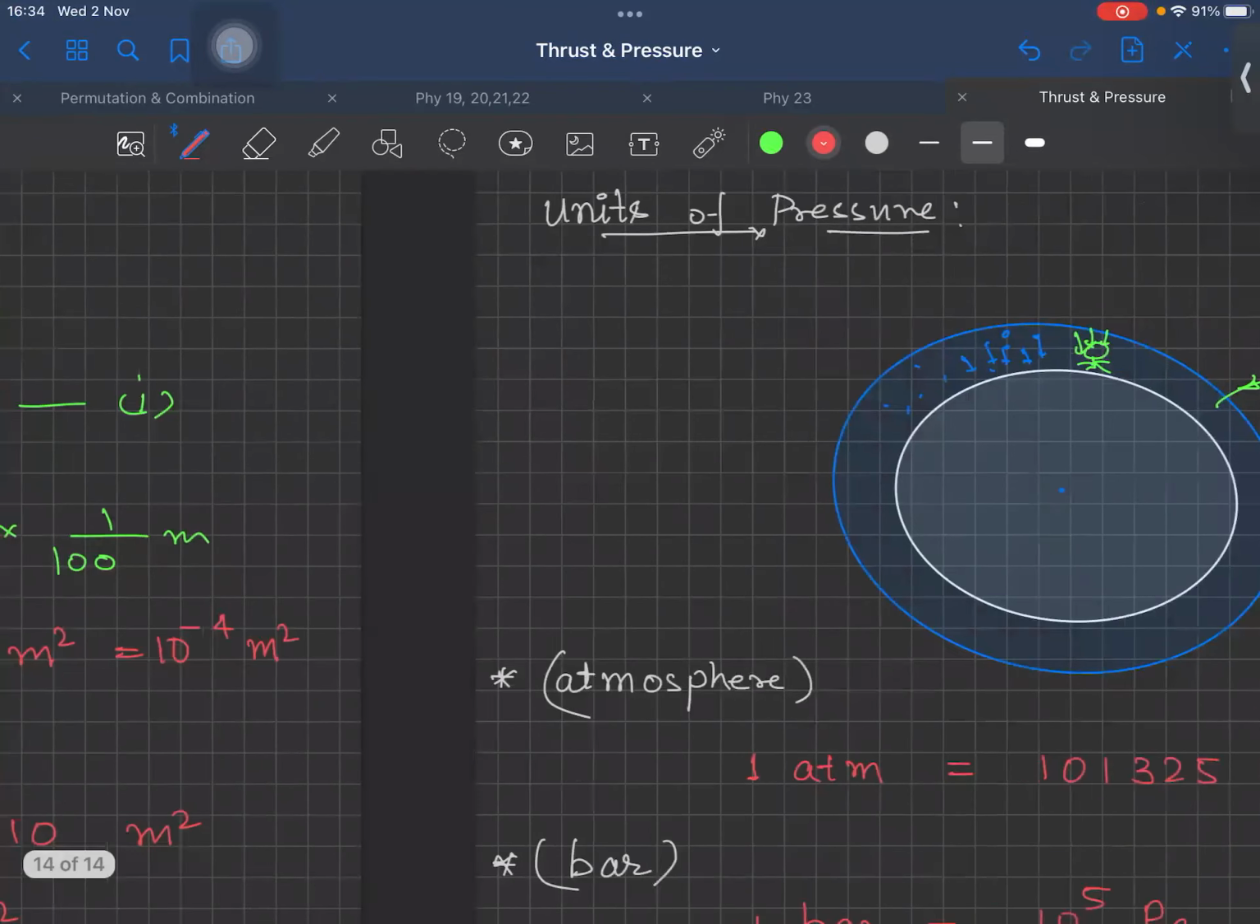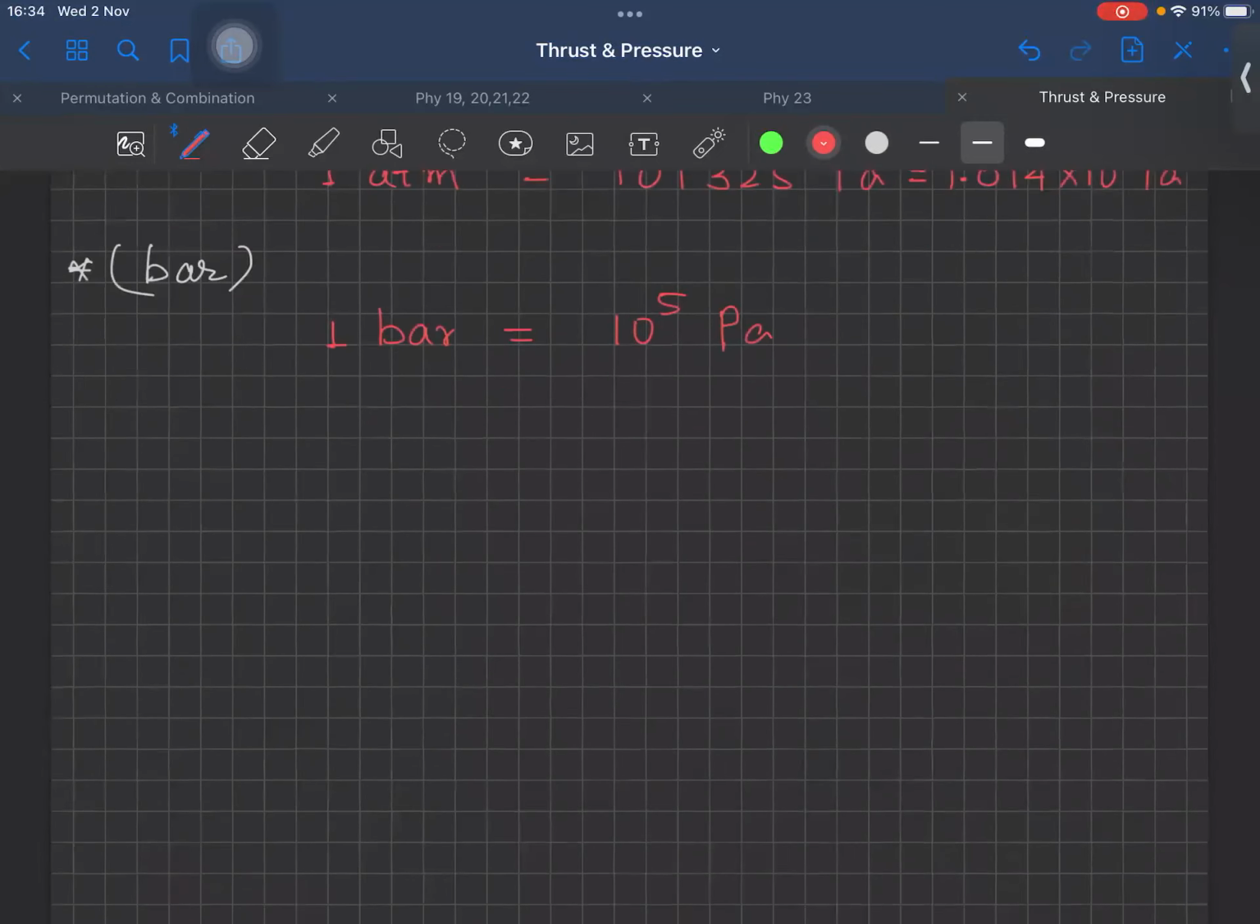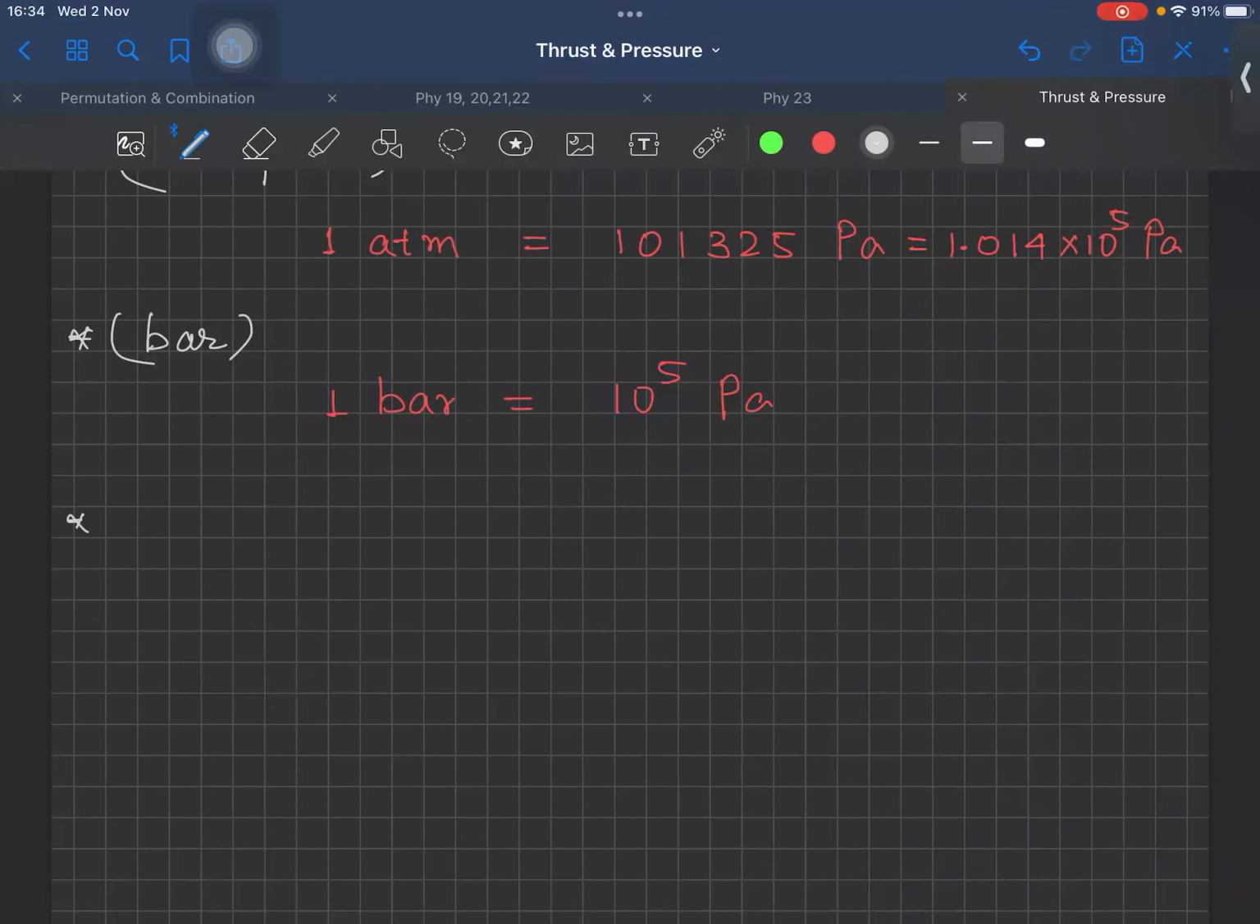Another unit is mmHg, or height of mercury. That again we will study. See, mercury is a metal, right, which is liquid at room temperature. Hg is a metal which is in liquid state.